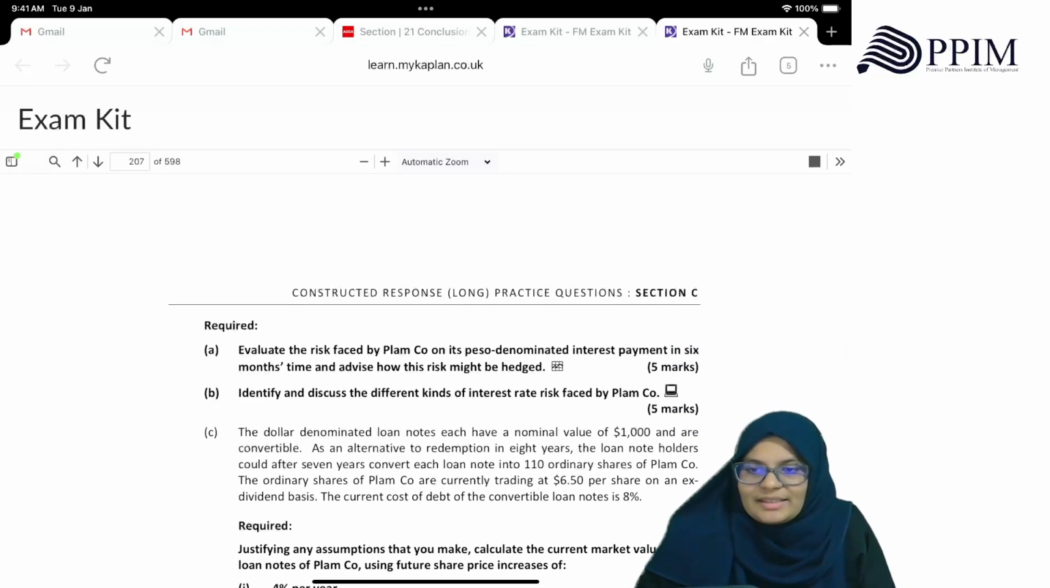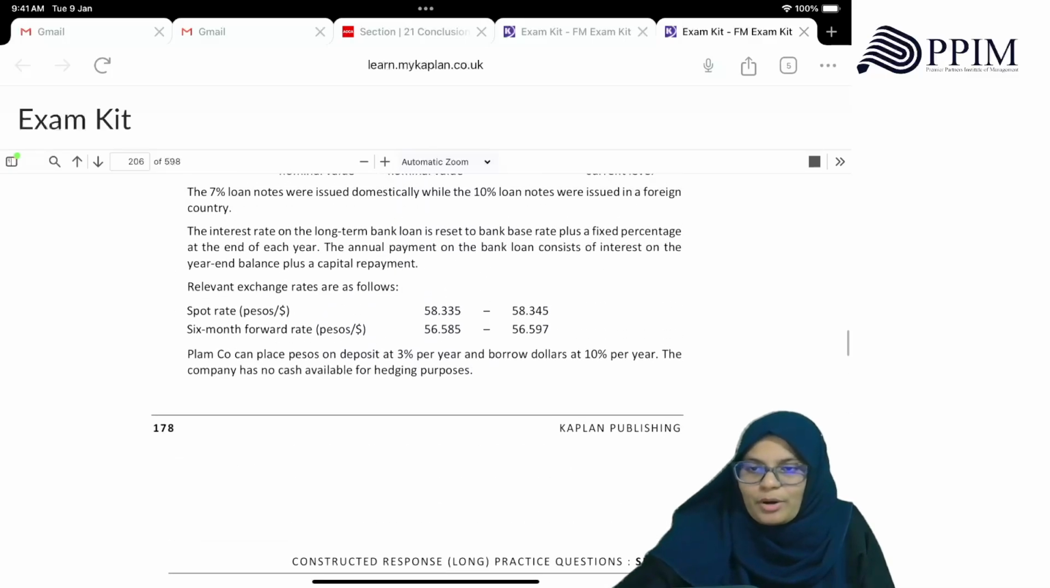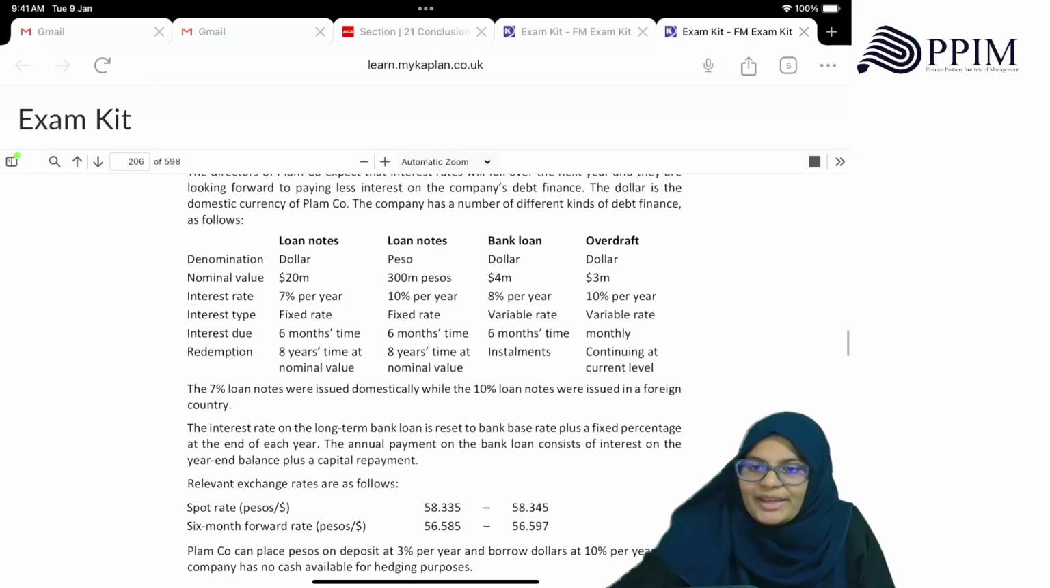Requirement: evaluate the risk faced by Plum Company on its peso denominated interest payment in 6 months time and advise how this risk can be hedged. Okay. So what's the problem here? You can see that there is a 10% interest that has to be paid on 300 million pesos, right? So that 10% basically you're going to pay it only in 6 months time. So the problem is what? In 6 months time, if the exchange rate moves unfavorably, you might end up paying more or less. So that's the issue, right?